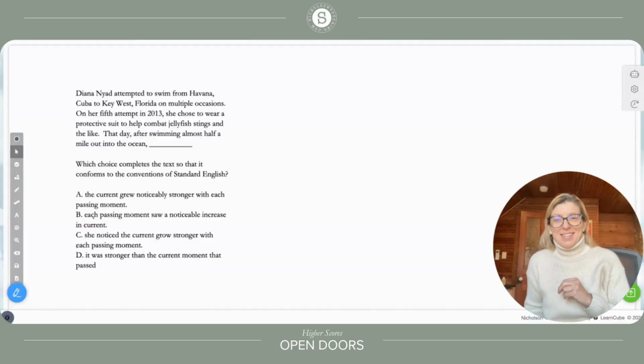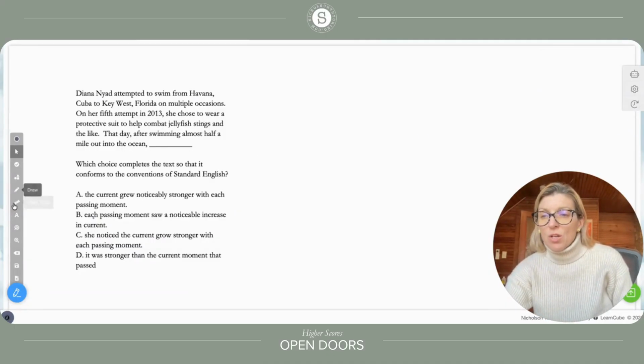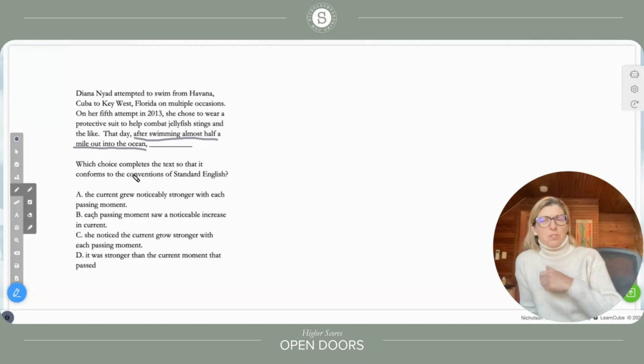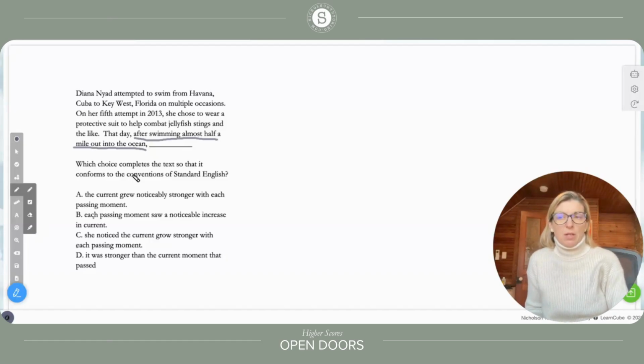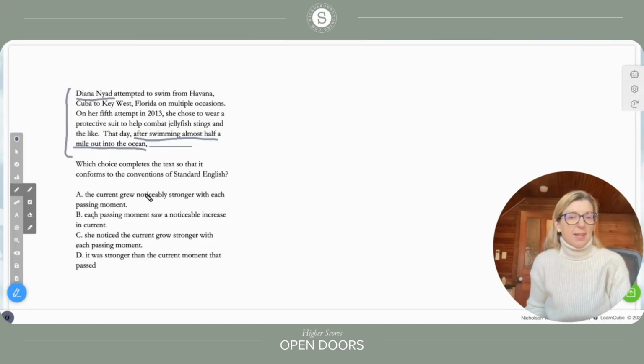Then our second clue is that sentence at the very end. That day, after swimming almost half a mile out into the ocean, comma. Okay. That has a long introductory phrase followed by a comma. All right, which in our sample example, that's exactly what we saw. And so we want to ask ourselves, who or what is swimming almost half a mile out into the ocean? Well, like we know we have to do, we've read the entire passage, so we know it's probably the swimmer, Diana Nyad. But let's look at our answer choices to confirm.